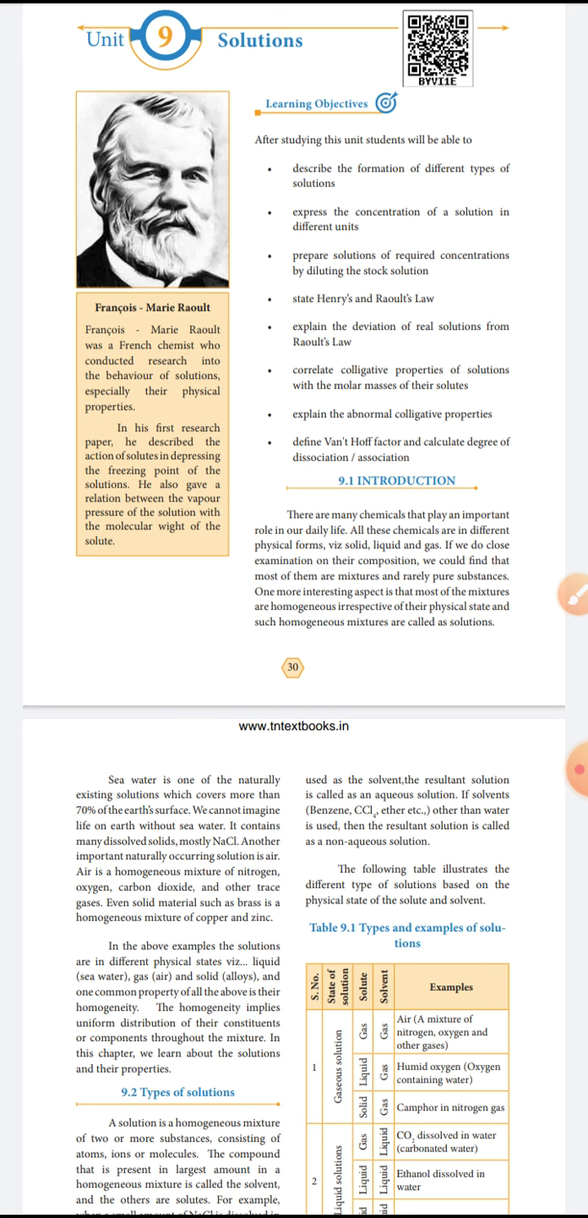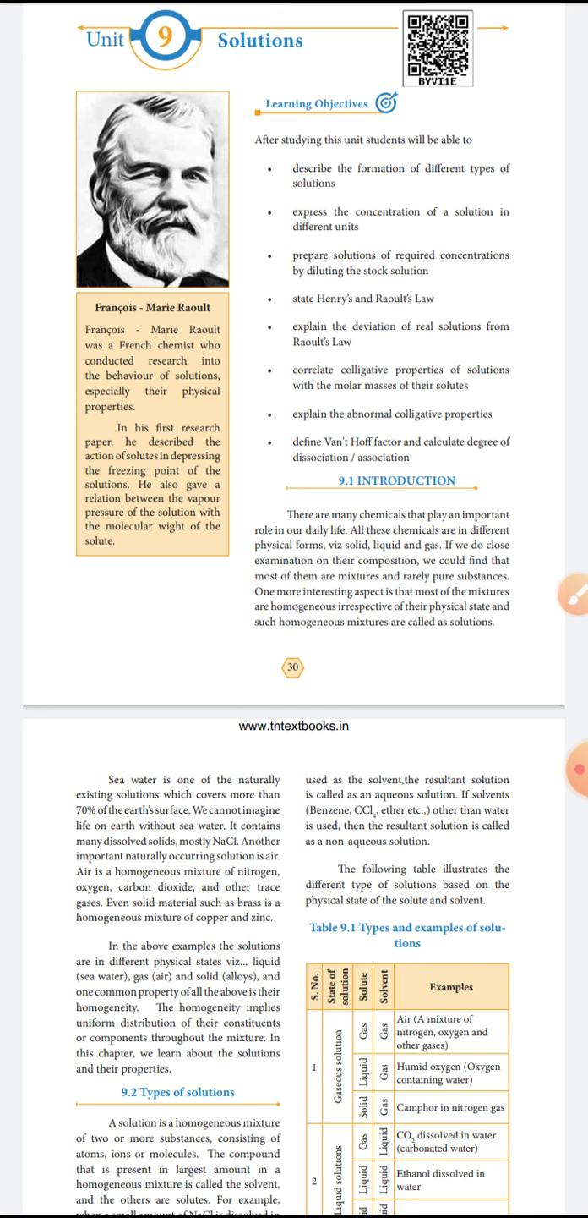Another important naturally occurring solution is air. Air is a homogeneous mixture of nitrogen, oxygen, carbon dioxide and other traces of gases. So air is a homogeneous mixture. It contains nitrogen gas, oxygen gas, carbon dioxide and other things, all of which are gases. So it is homogeneous.